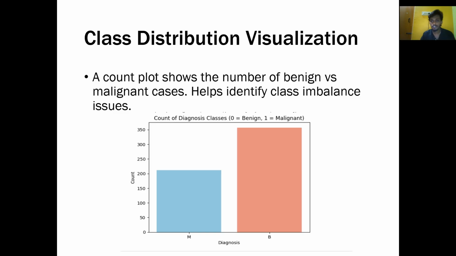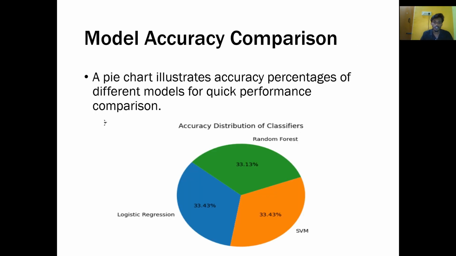Class distribution visualization. A count plot shows the number of benign versus malignant cases. It helps identify class imbalance issues. Next is accuracy comparison. A pie chart illustrates the accuracy percentage of different models for quick performance comparison.